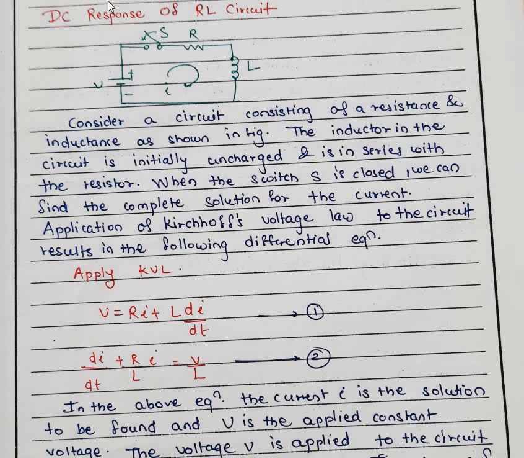Application of Kirchhoff's voltage law to the circuit is a simple thing. We are going to write KVL. So this will be V is equal to the drop across R plus the drop across L, and as we know, as per the initial condition, the drop across L will be L into di by dt.